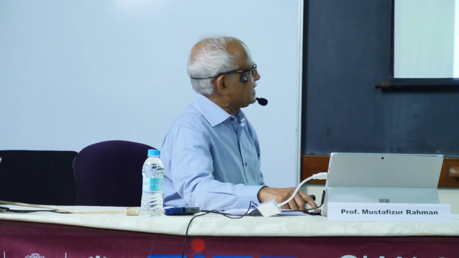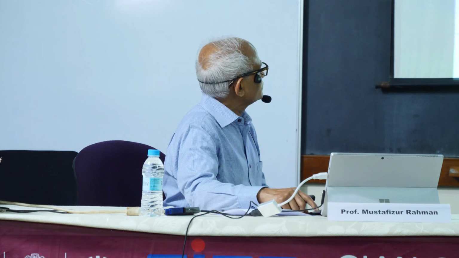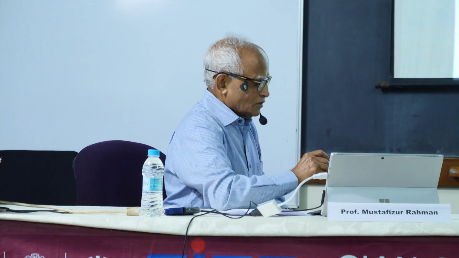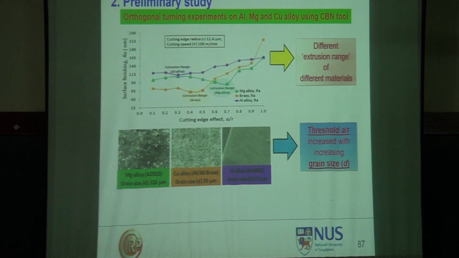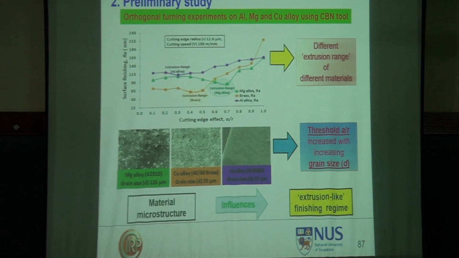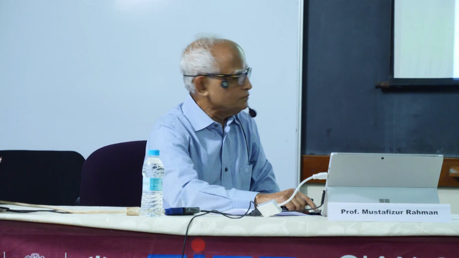Follow me next, what is going on. So this is grain size. The threshold A by R increased with the increase of grain size as well as hardness, correct? So two things have been established. So now we can conclude that material microstructure influences the extrusion-like finishing. Whole thing he re-established, including bringing in the material structure in it.